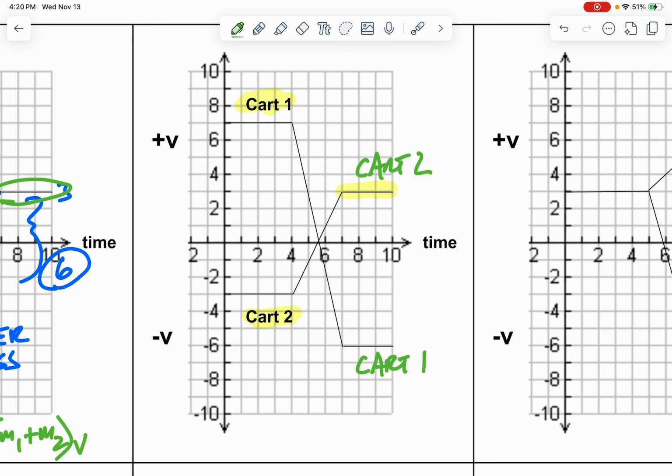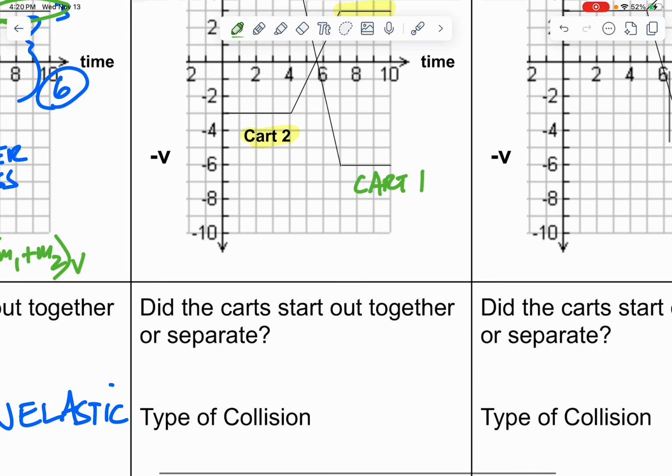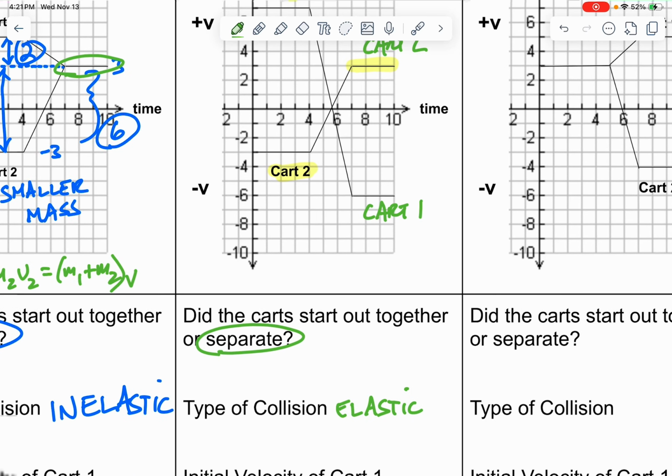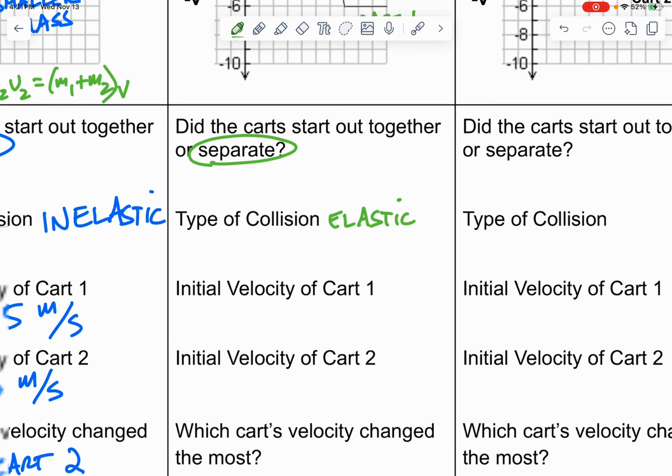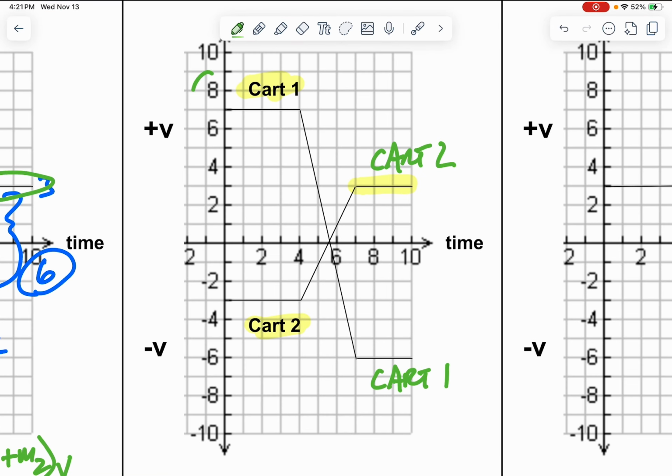So when they collided, they must hit each other, and then they bounced off of each other. So they started out separate, and since they bounced off each other, that would be an elastic collision. All right, that's an elastic collision. Initial velocities of these: the initial velocity of cart 1 would be at 8, and then for cart 2, it was at -3 again. All right, and that's probably in meters per second.